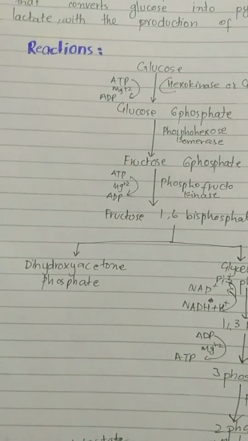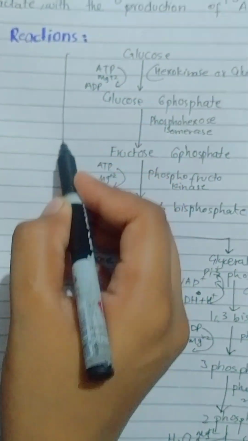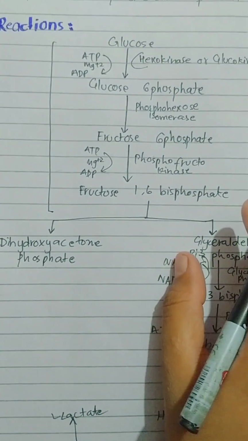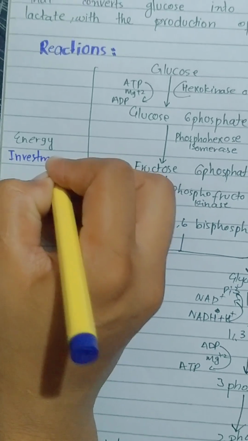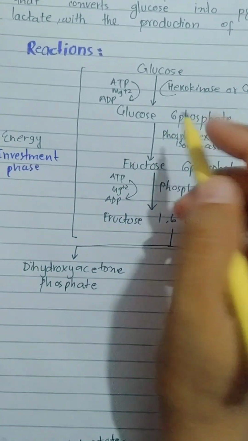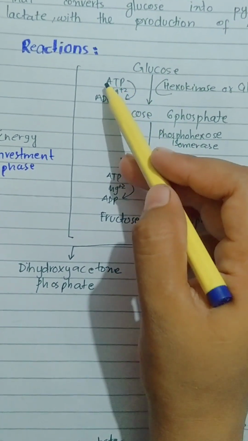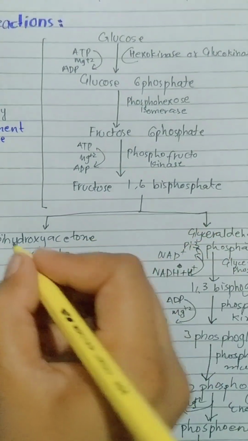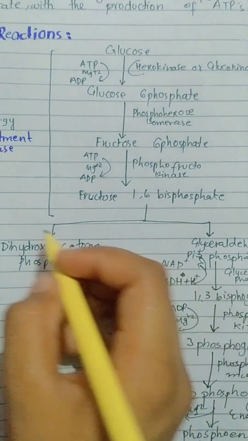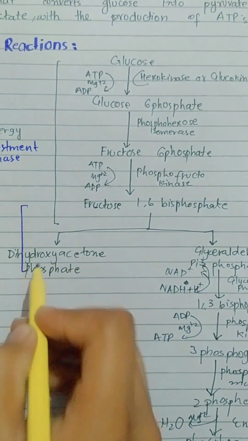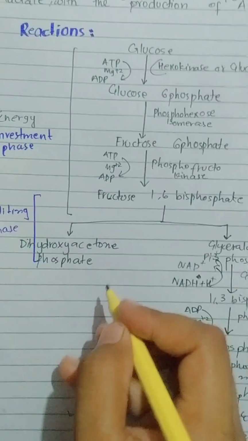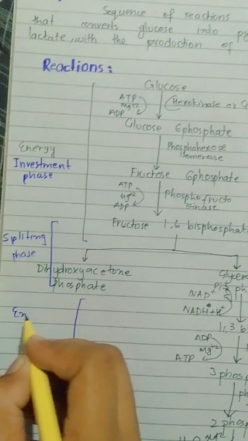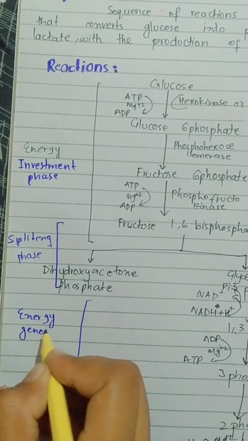Okay, the phases in these reactions: from glucose to fructose 1,6-bisphosphate is the energy investment phase. We invest energy, for example, ATP is converted into ADP. We invest ATPs. The next phase is when fructose 1,6-bisphosphate converts into two components, which is the splitting phase, and the last one is the energy generation phase. We generate energy.